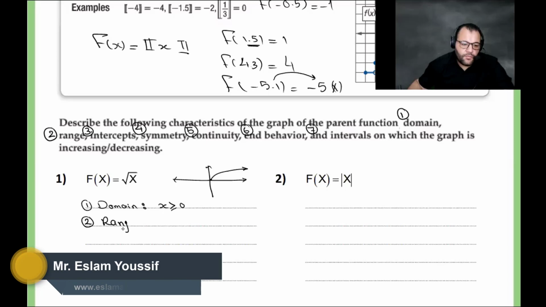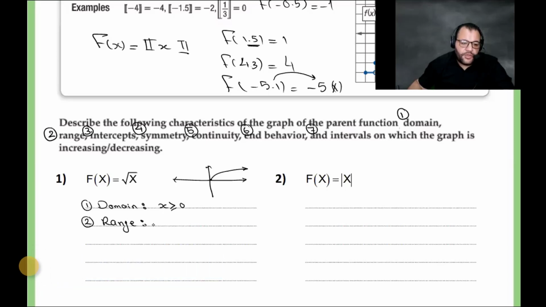More than or equal to 0 also. How do you find the domain? We just look at x. To find the domain, look at x. You will find that the graph is opposite to this part from the x-axis. What is the meaning of this part? It starts from 0, and 0 is included because you can find the square root of 0.